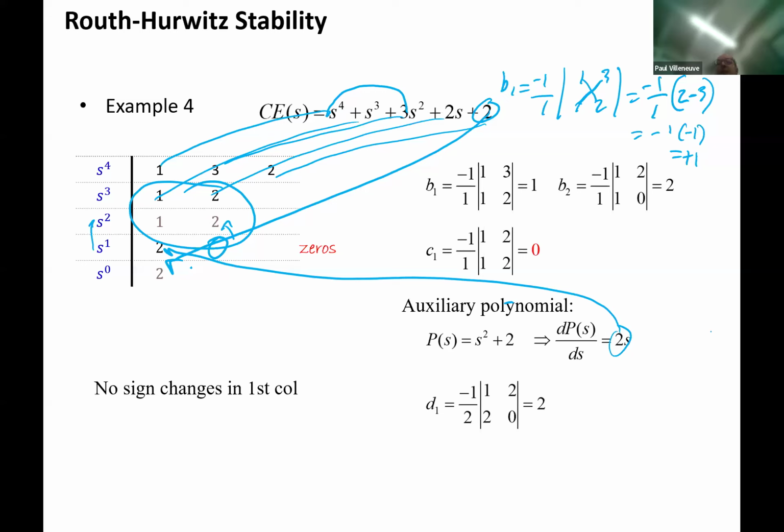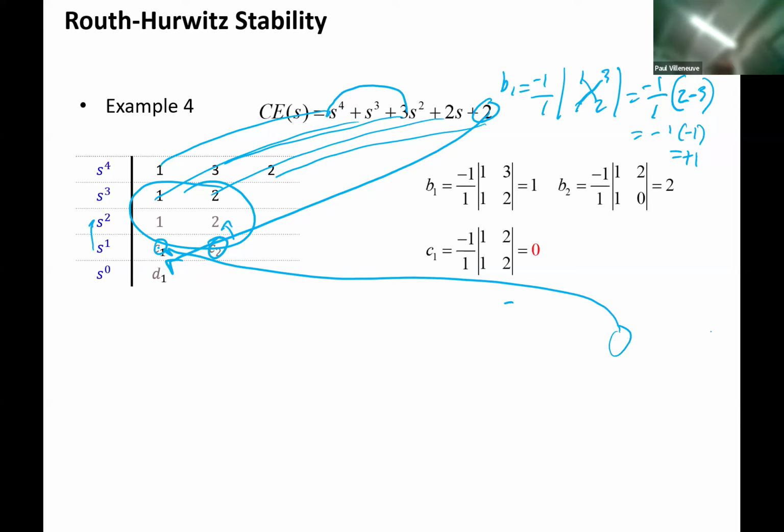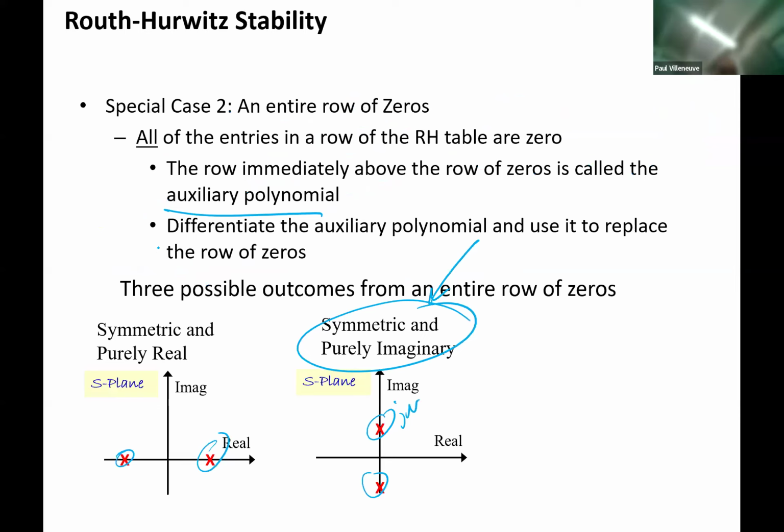So this appears to be a stable system, except I had a row of zeros in here, didn't I? That row of zeros, if you recall from here, when I had those three cases, is shown right here, with poles on the j omega axis. What kind of stability do I have?